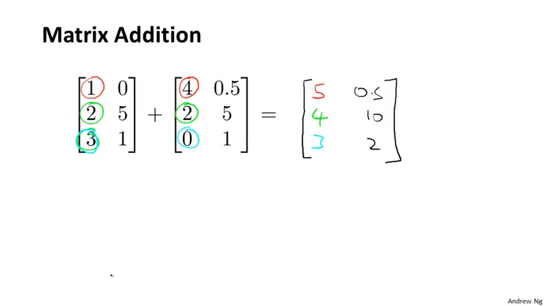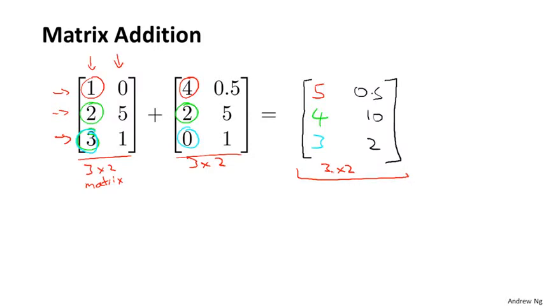And it turns out you can add only two matrices that are of the same dimension. So this example is a 3 by 2 matrix because this has 3 rows and 2 columns. This is also a 3 by 2 matrix, and the result of adding these two matrices is a 3 by 2 matrix again. So you can only add matrices of the same dimension, and the result will be another matrix of the same dimension as the ones you just added.